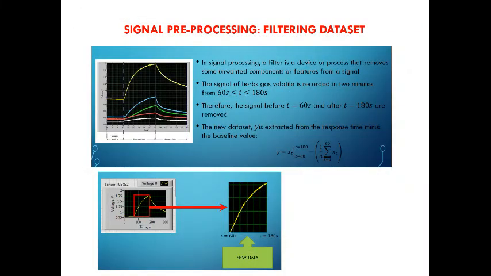So this is the step for filtering the data set. The signal of each gas type is recorded in 2 minutes, from 60 seconds until 180 seconds. So you can remove the data before 60 seconds and also after 180 seconds, and from that you can get the new data.